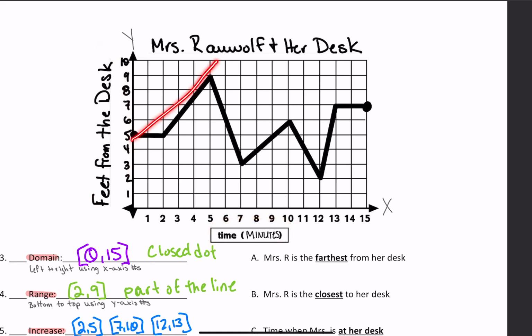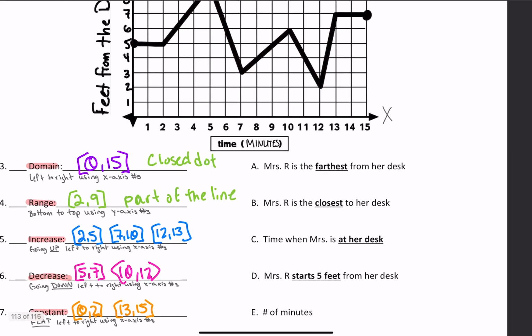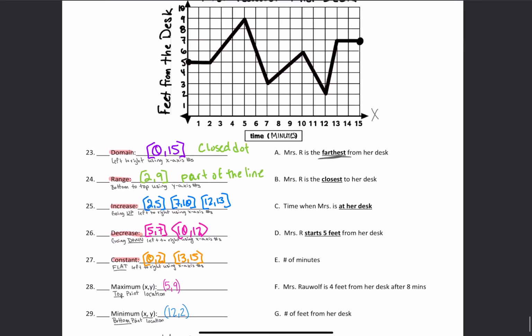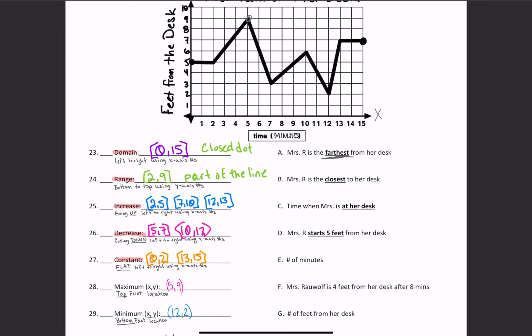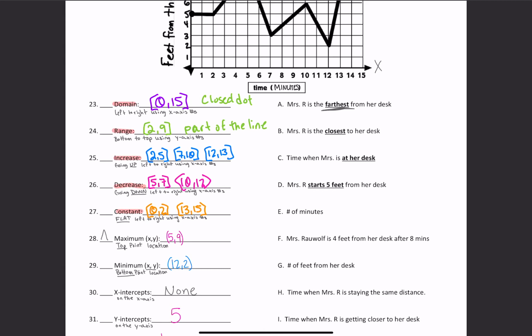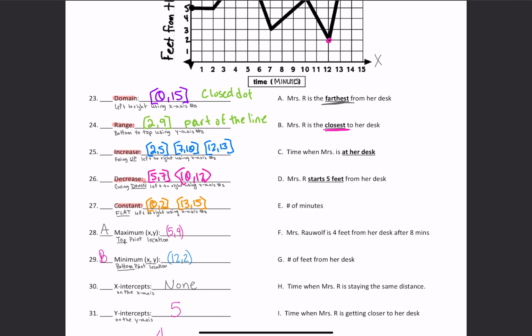So the higher my graph goes, the farther I'm getting from my desk. Okay, so like here I'm the same distance, I'm getting farther, I'm getting closer, I'm getting farther, I'm getting closer, I'm getting farther, and then I stay the same distance. Okay? So the farthest Miss Rawolf gets from the desk happened here, and that was at my maximum, so that's what I'm going to put A is 28. The closest Miss Rawolf gets to her desk, well, that happens here, and that was the minimum, so that's going to be B is 29.